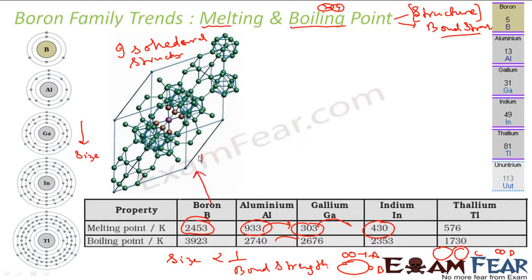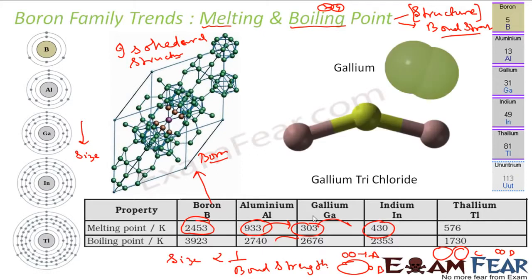This is for boron. But if you see here, for gallium, it is very low. Why? Structure. You see, gallium exists in this form, right? Ga2. Or if you see the compounds of gallium, like gallium trichloride, they exist independently and don't have this complex structure, and so they have low melting and boiling points. Correct? Hope you understand. Keep this in mind.